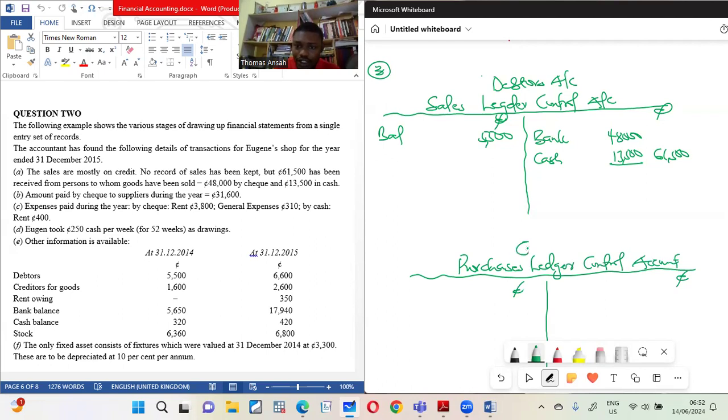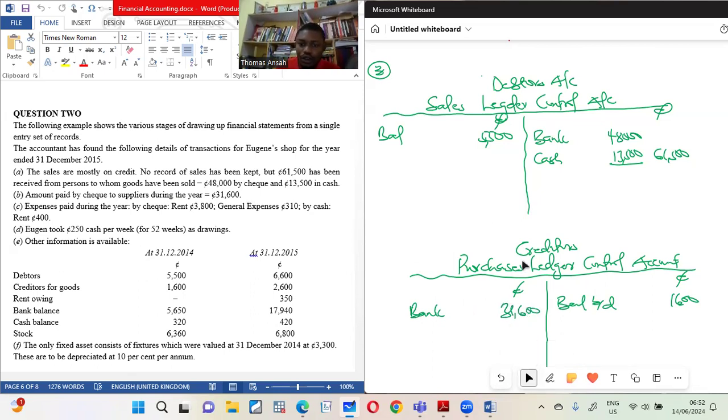And this is for the creditors. So what you'll be doing is to do your balance brought down from last year. The balance brought down for last year is 1,600. And now, inside the cash book, we are told that we paid suppliers by bank. So check of 31,600. So let's pay.